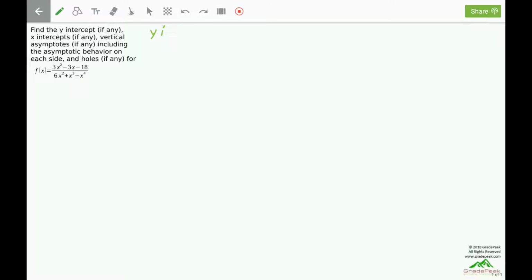The first thing to do is find the y-intercept, where the function crosses the y-axis, defined by x equals 0. The corresponding y-coordinate can be found by plugging that 0 in for x into the function, which will give 3 times 0 squared minus 3 times 0 minus 18 divided by 6 times 0 squared plus 0 cubed minus 0 to the fourth.